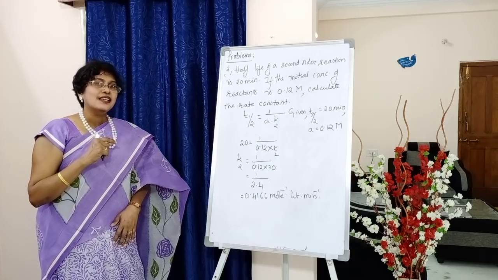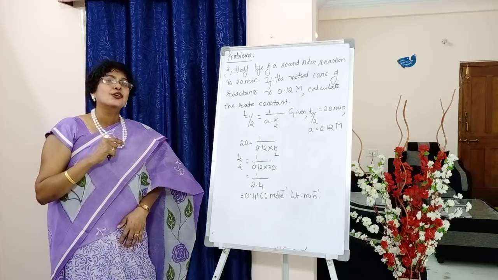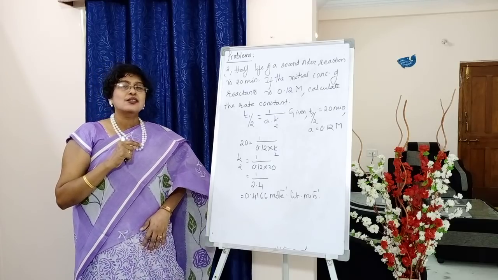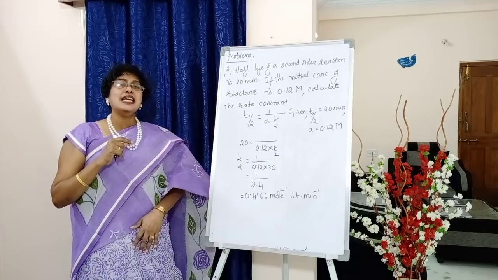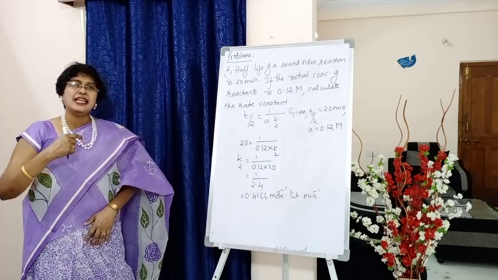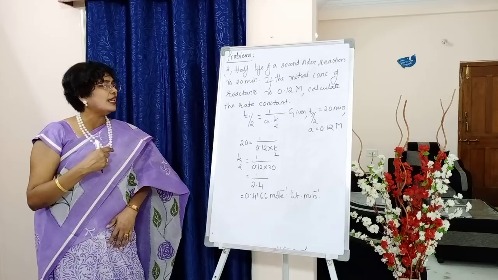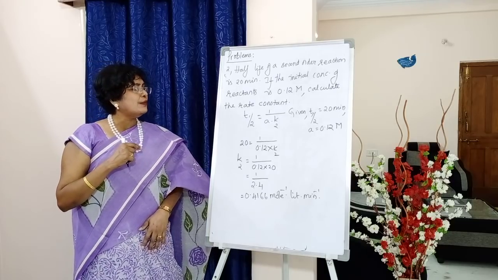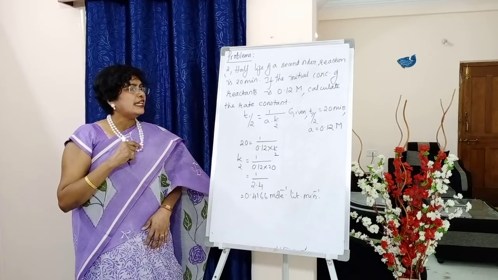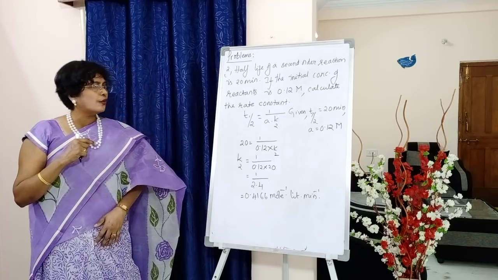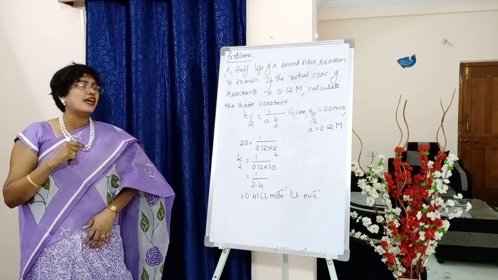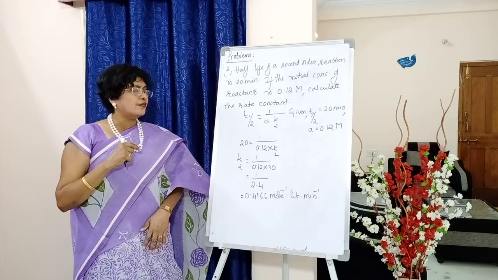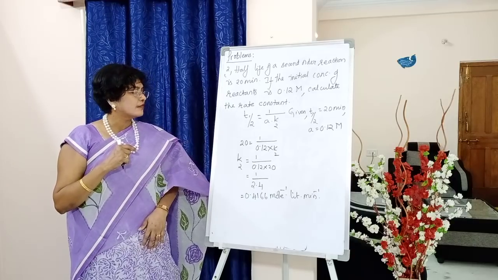So which expression should we use here? Go to characteristics of second order reactions. There we have derived T half is equal to 1 by A into K2. Okay. So write down the given values. T half is 20 minutes. A is equal to 0.12. So substituting the values, T half is 20, 1 by 0.12 into K2.